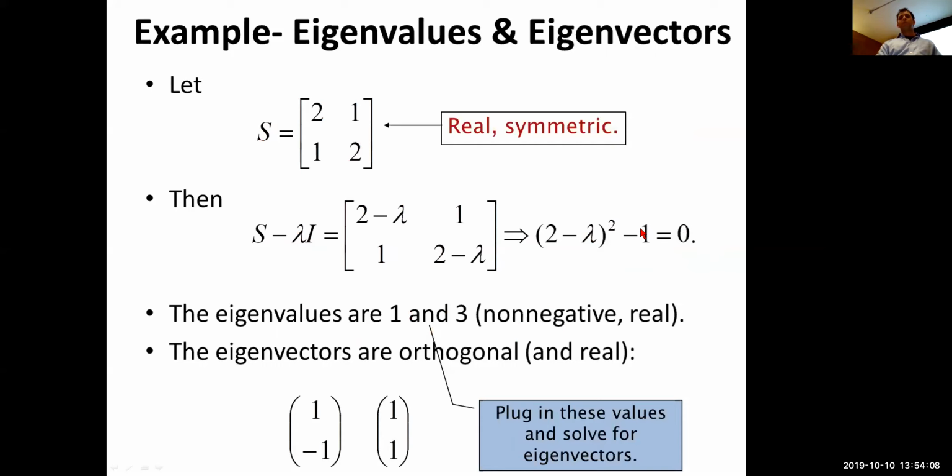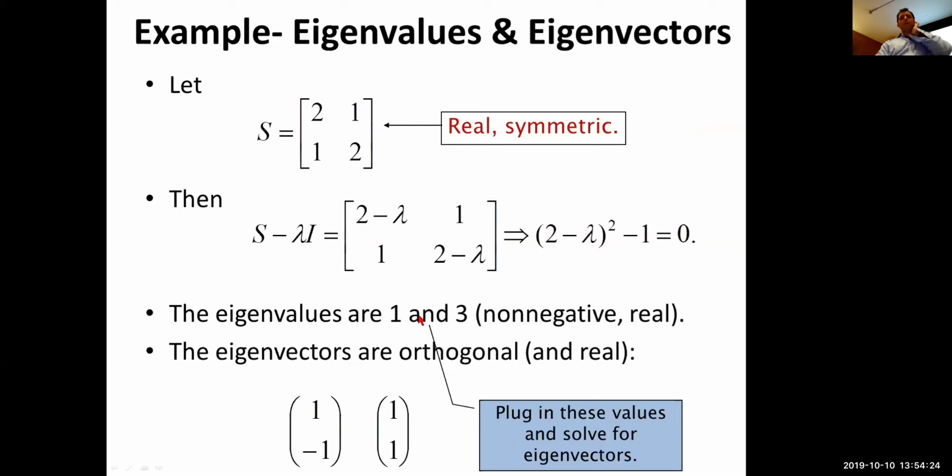And how can this be 0? Well, the only way is for lambda to be either 1 or 3, because these are the solutions. Because (2 minus 1) squared minus 1 is 0, and 2 minus 3 is minus 1, which squared minus 1 is 0. Everybody with me?